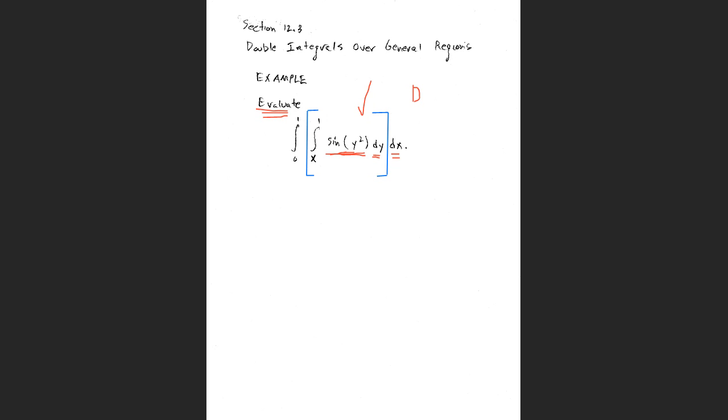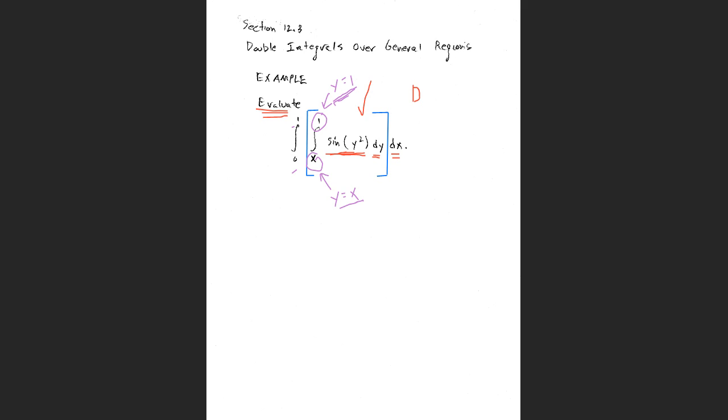And in order to do that, I really need to draw the region. When I see x here, I think, okay, that's y equals x. That's my bottom limit there. When I see 1 here, I think, okay, that's y equals 1. So this region D is bounded below by the line y equals x. It's bounded above by the line y equals 1. That's a horizontal line. And x goes from 0 to 1.